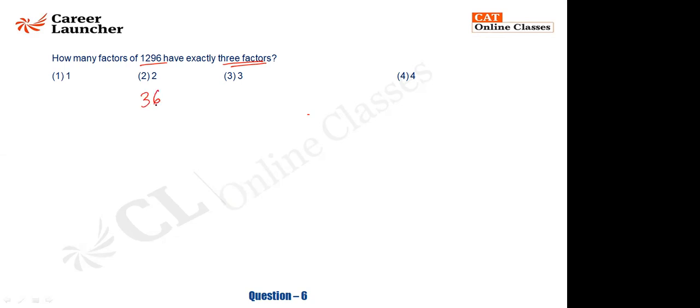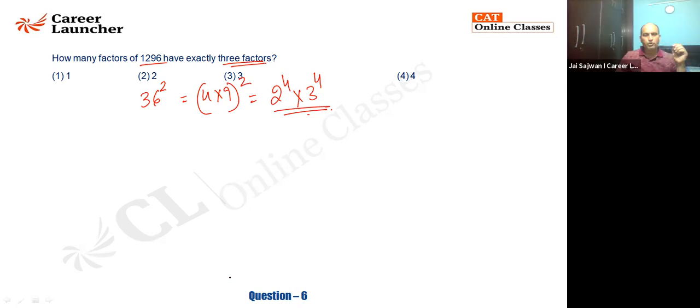If I'm not wrong, it is 36 square. I can write 36 as 4 into 9 square. Can I say it is 2 to the power 4? It is 3 to the power of 4. Now you can do easily.